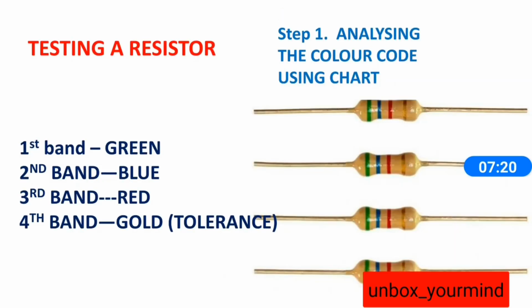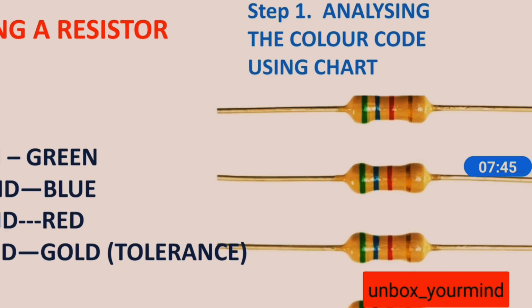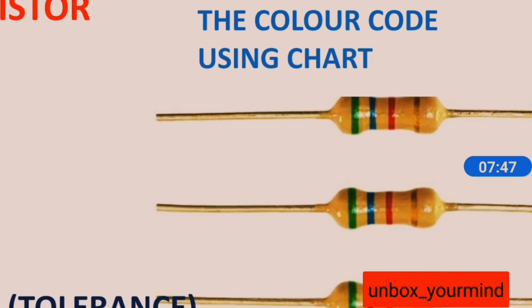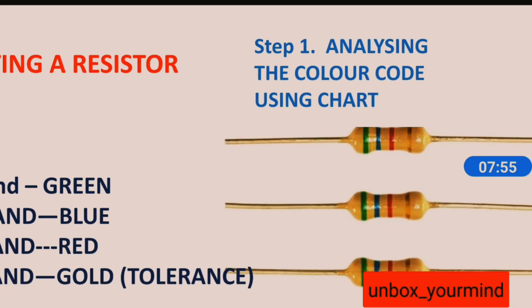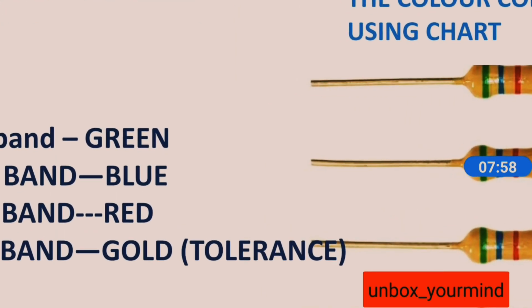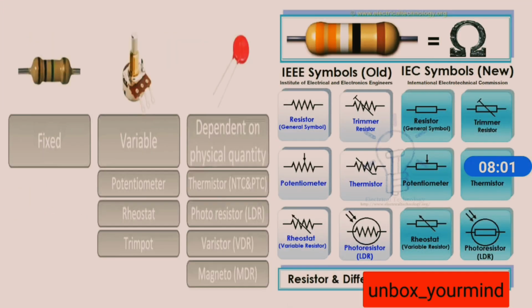So then how to test a resistor? This is a very important step for every circuit. To test the resistor, step 1 is to analyze the color code using the chart. So you need to find the value of the resistor using the color code given. As you can see here, this is a 4-band system, and the first color is green, and then blue, red, and of course the tolerance band, that is gold. So green, blue, red, and gold. So you need to find the resistance.